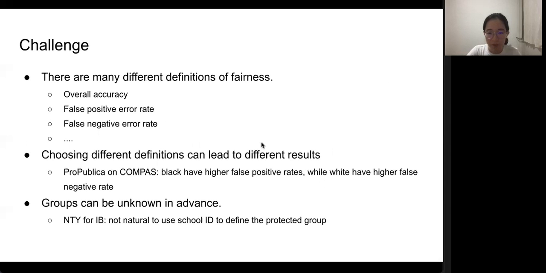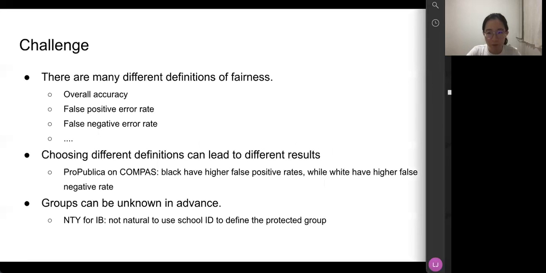There are some challenges to study the issue of algorithmic fairness. First of all, there are many fairness definitions proposed and used in different cases, including overall accuracy, false positive error rate, and so on. Different definitions can lead to different results. In the ProPublica example, when we consider false positive rates, blacks are treated unfairly, but when we consider false negative rates, the white should be reported.